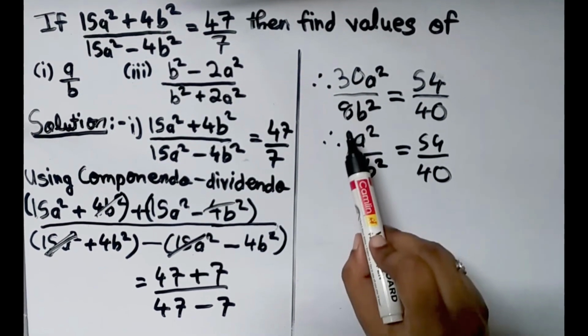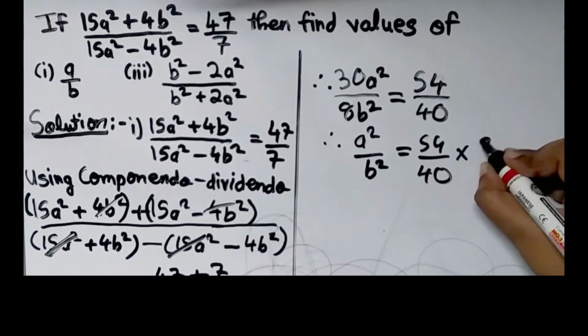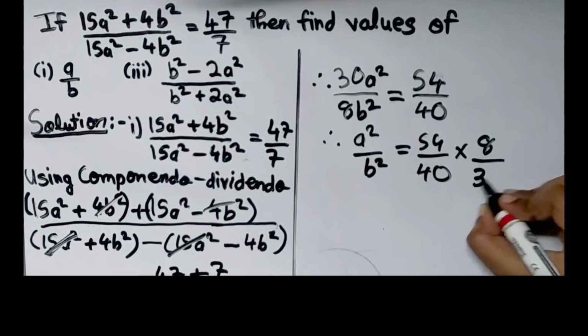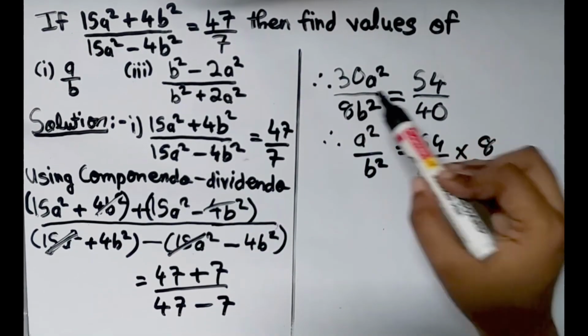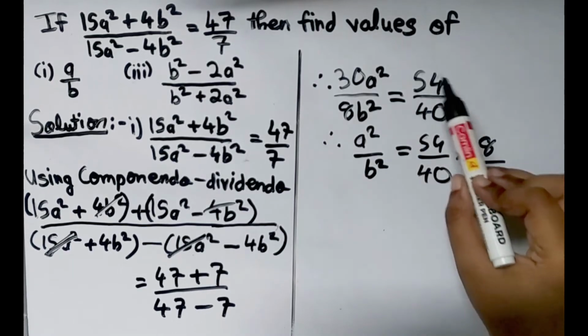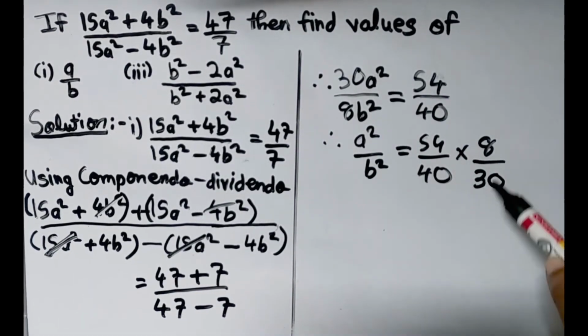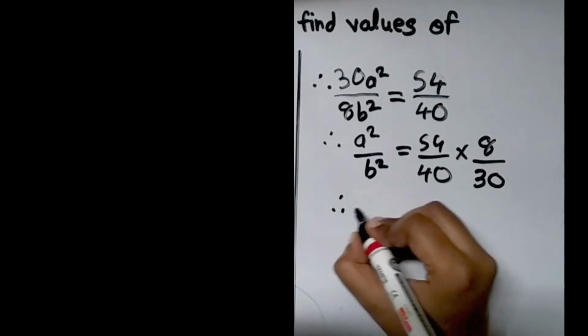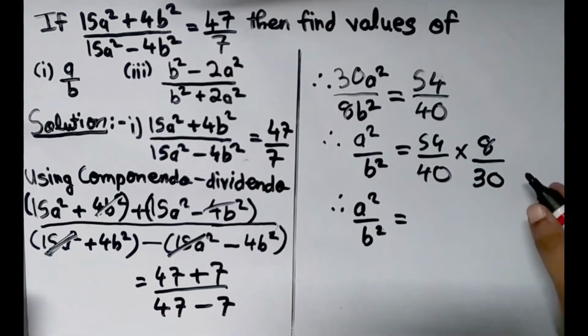If we are taking 30 upon 8 to the other side, it will become 8 upon 30. Understood? Here 30 upon 8 is multiplied to this side, so when it comes to the other side, it will become division. So we are multiplying with the reciprocal. Therefore, e square upon b square, which is equal to, now we will solve this.